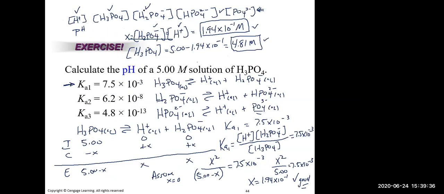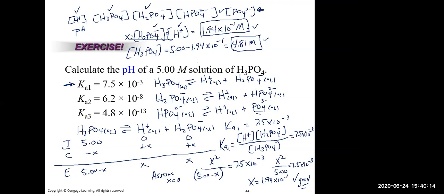And if we look at the H plus concentration after the very first step, it was 1.94 times 10 to the minus 1. What this calculation illustrates with actual numbers is what we were just talking about. It is much easier to take off the first H plus than the second or the third. And more importantly, the majority of all H plus that came off in this example, almost 100% of it, came off with the first H.